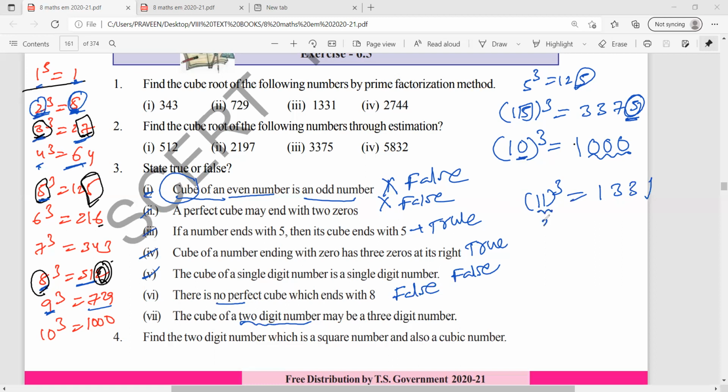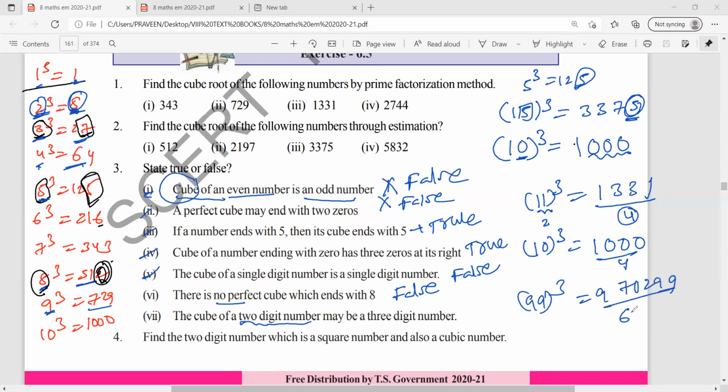11 means how many digits? Two digits. What about 11 cube, how many digits did you get? Four digits. They're telling it may be three digits. No. Take the least two digit number, 10 cube. How much did you get? 1000. How many digits? Four digits. The maximum two digit number is 99. 99 cube, 99 into 99 into 99, so 9 lakhs 70,299.